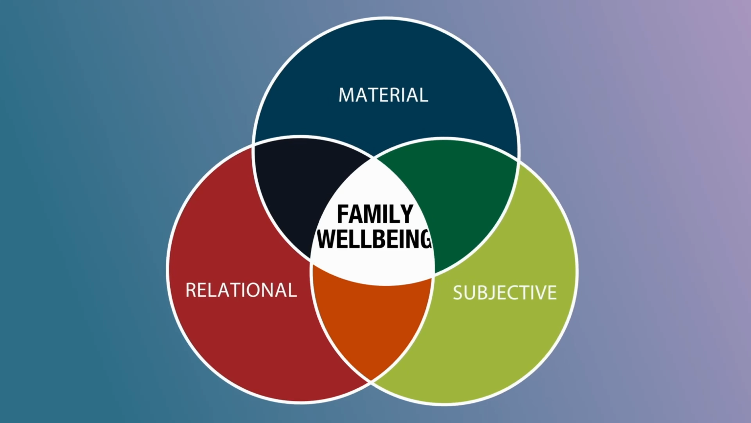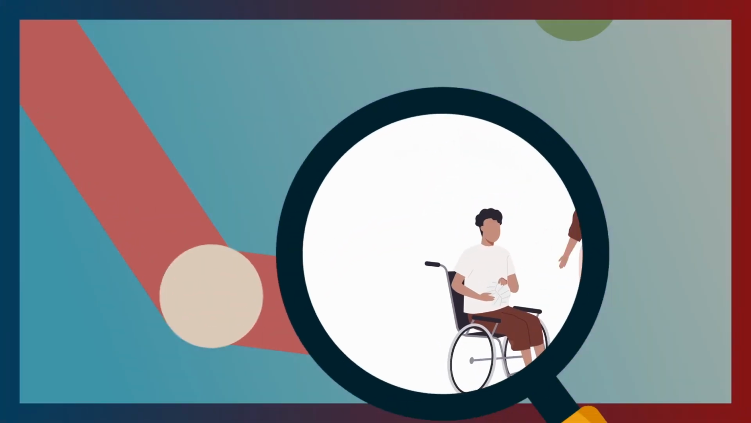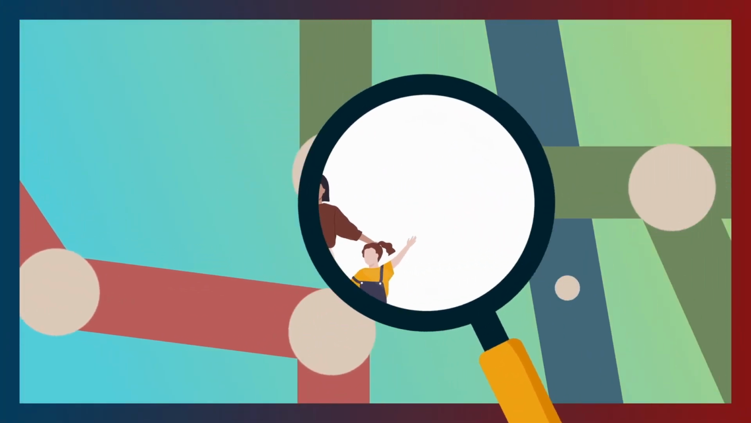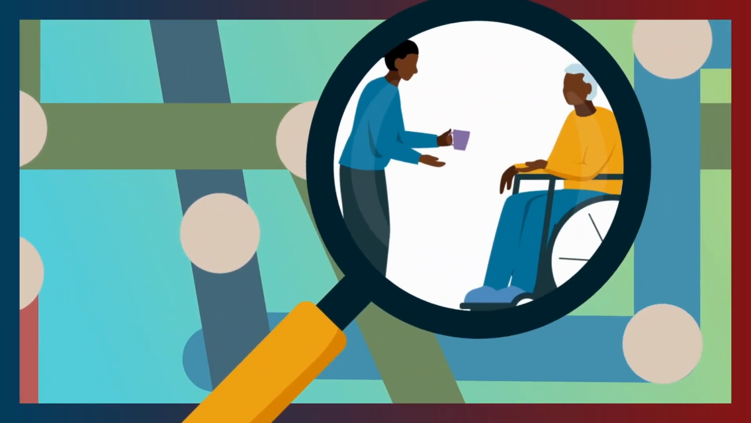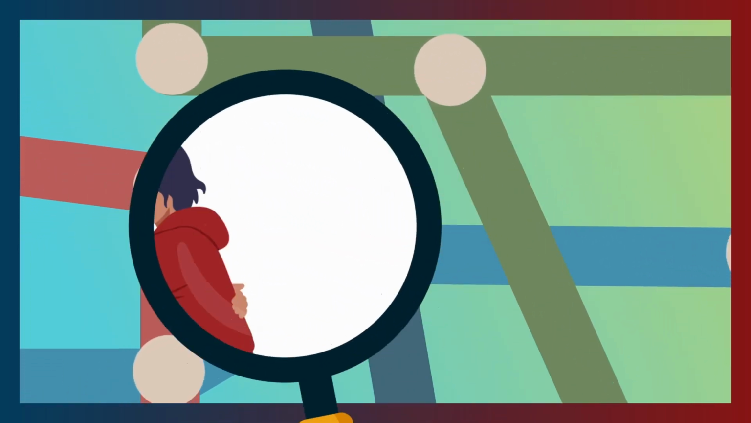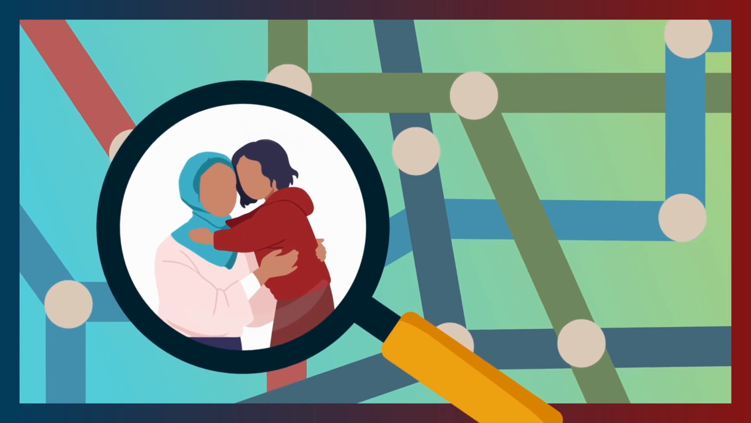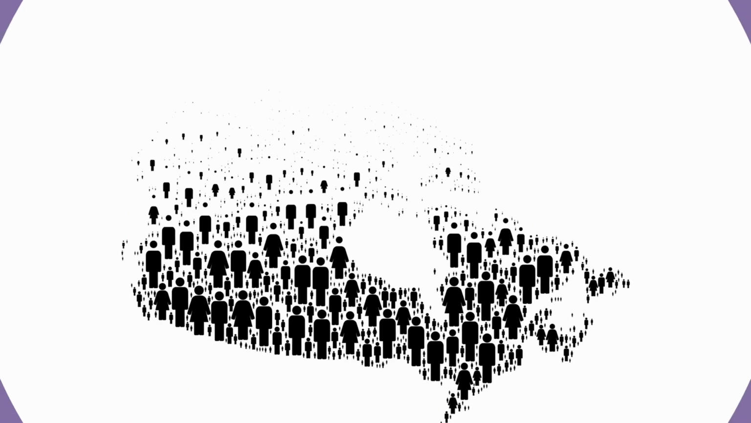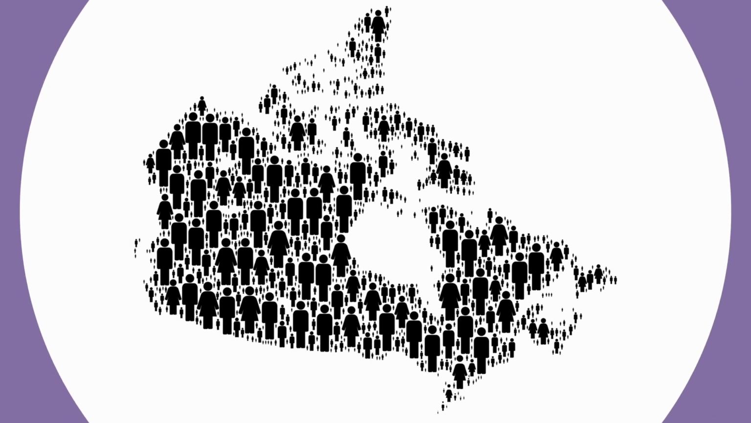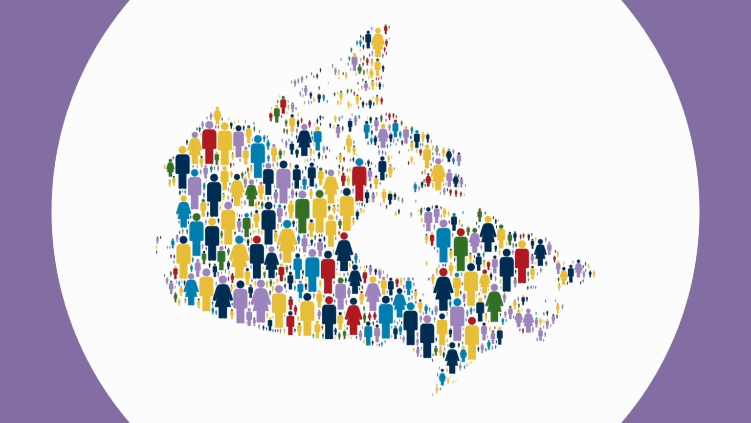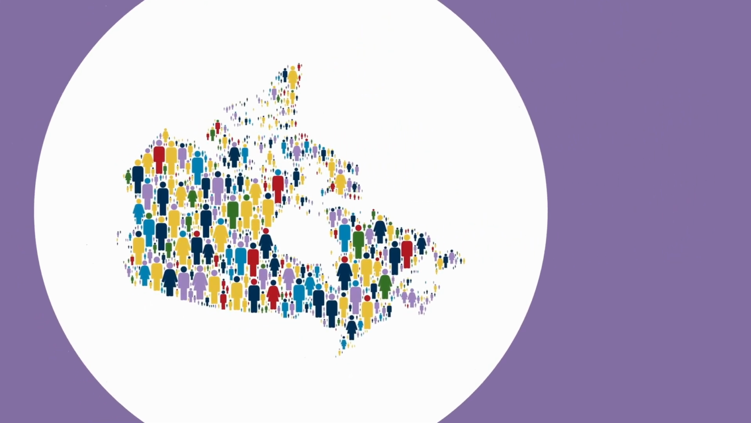A Venn diagram appears with the words family well-being in the center. The 3 interlocking circles contain the words material, relational, and subjective. The Family Diversities and Wellbeing framework is a roadmap for understanding family diversities, helping those with an interest in family well-being to map what is known, identify knowledge gaps, and strengthen the national capacity to address the inequalities that many families experience. A graphic of a roadmap.